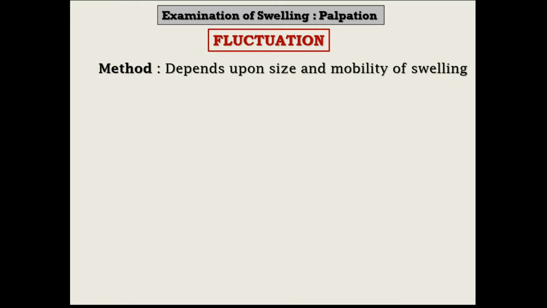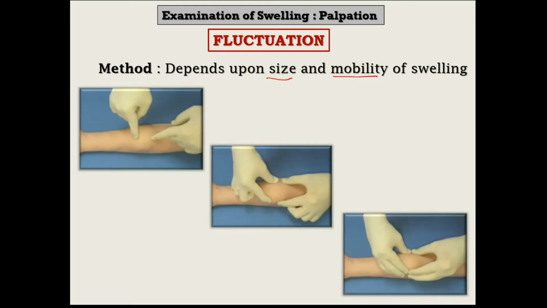Now during clinical examination, there is no single method to assess fluctuation of all swellings. Everything depends on size and mobility of the swelling. We'll see all the tests one by one. Now here, as you can see, depending on the size of the swelling, you can use 2 fingers, 4 fingers or all fingers of both your hands. Now in all these cases, one set of fingers is the displacing finger, which is generating the pressure wave, and the other set is watching fingers, which are passively feeling at the other pole.